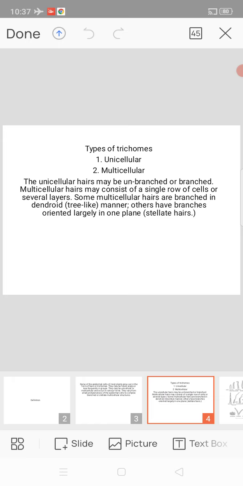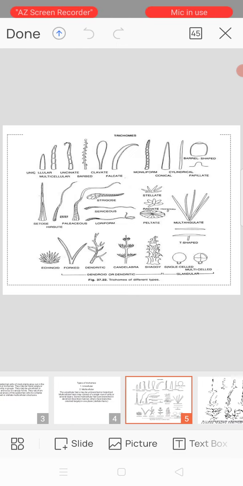Some multicellular hairs are branched in structure. They are called the dendroid type of trichome, that is, tree-like in structure, and others have branches oriented largely in one plane, which are called stellate hairs. These are all the different types of trichomes.